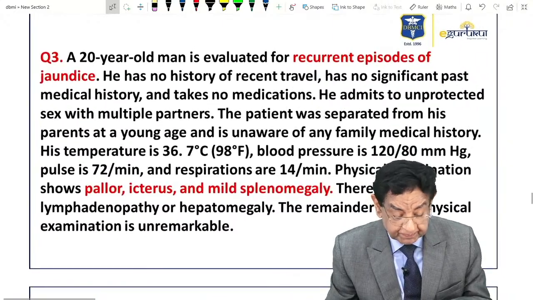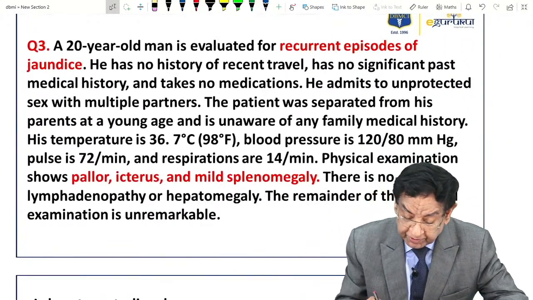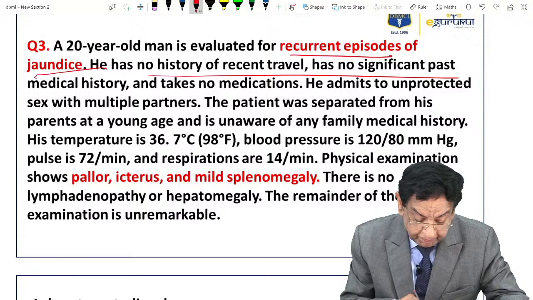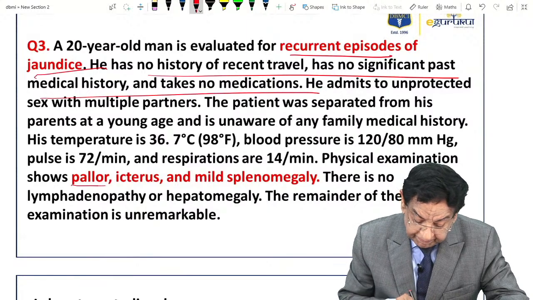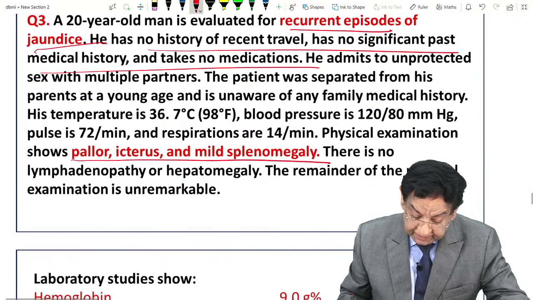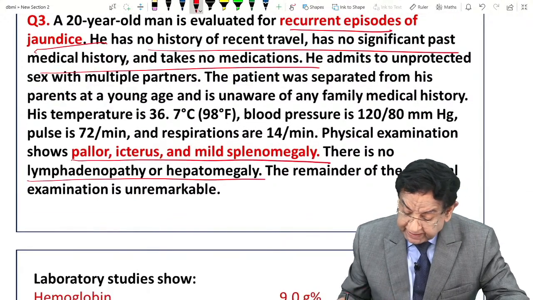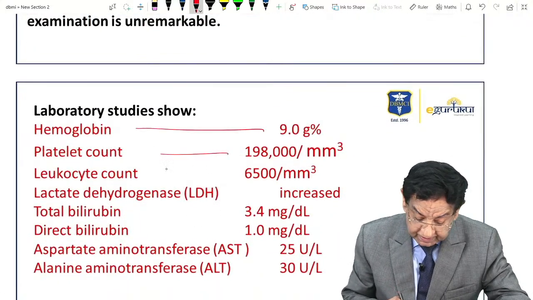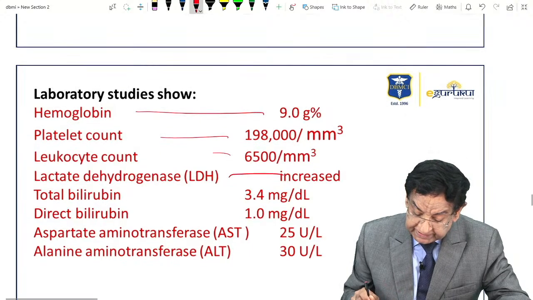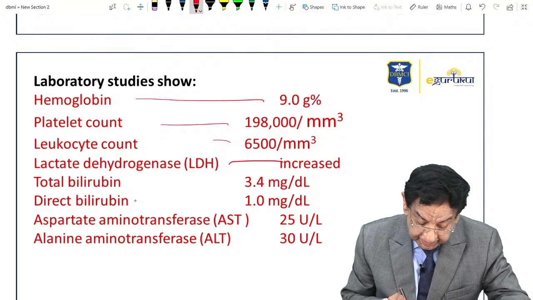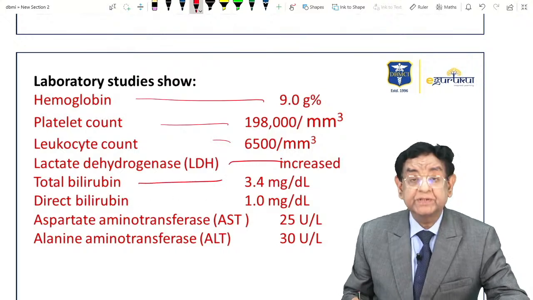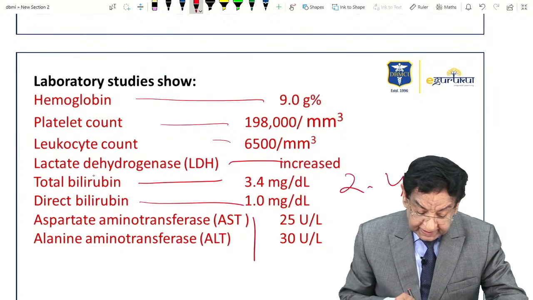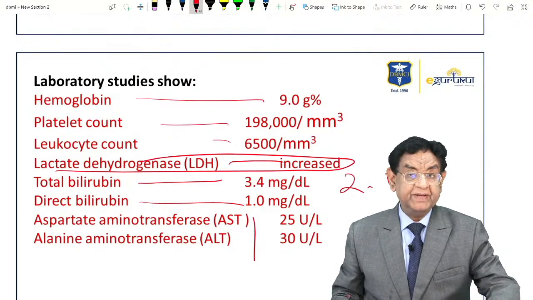Question number 3. A 20-year-old with recurrent episodes of jaundice, no history of travel, no past medical history, and pallor, mild splenomegaly, no hepatomegaly, no lymphadenopathy. Hb 9, platelet, TLC normal, LDH increased. Total bilirubin 3.4, direct 1, indirect is 2.4, enzymes are normal, LDH is increased with anemia.